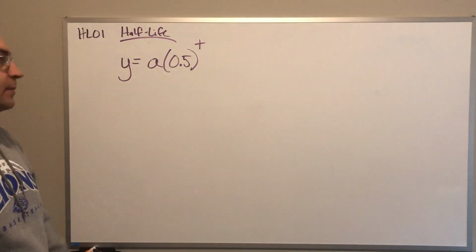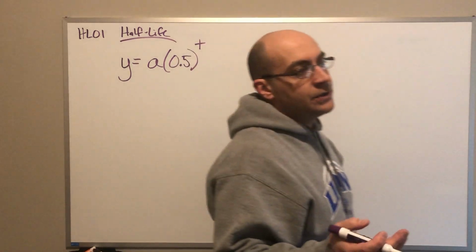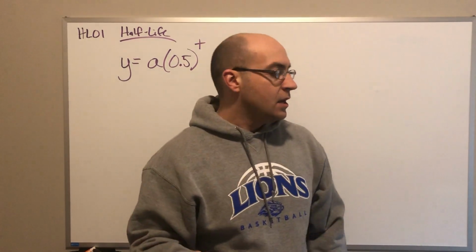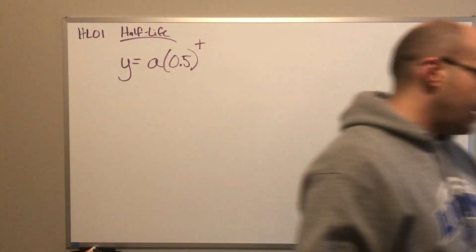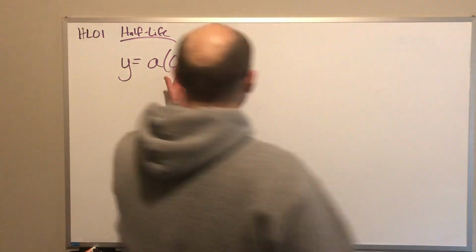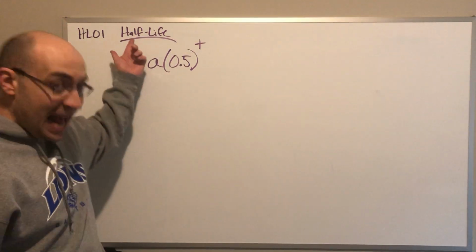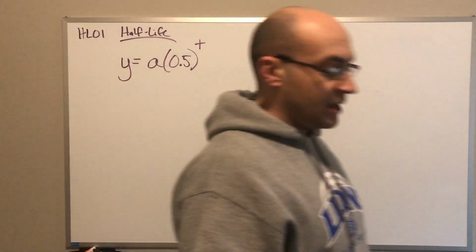Now, a couple of things are similar. A is going to stand for the initial amount. Now, with half-life problems, we typically do elements, like scientific elements. So it's going to be how many grams or how much of that element is available, okay? The second part of this formula is the easiest to remember. The rate is always 0.5. It's half-life, meaning 0.5, half of 100. So it's always going to be a decrease of 50%.